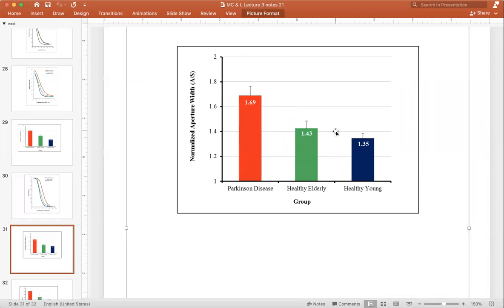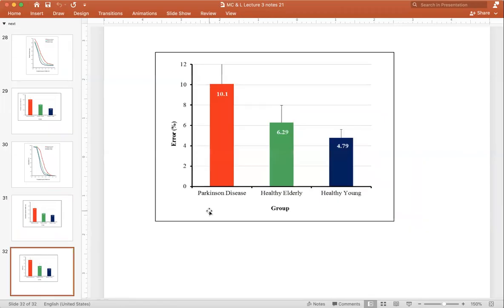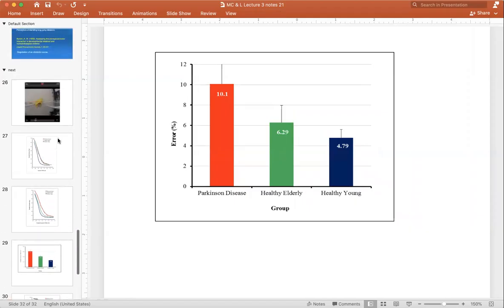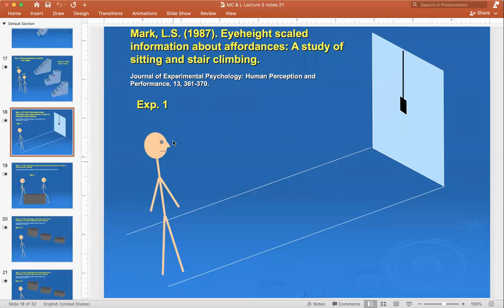Okay, so it could be a safety mechanism because of the balance issues in people with Parkinson's disease, or it might be something to do with the actual perception of the world. One clue for that comes from this last graph, where we had people with Parkinson's disease, healthy and young, judge their eye height using this kind of playing card example. We actually had a pen hanging here. They had to judge their eye height by moving this up and down, and we measured how accurate it was.